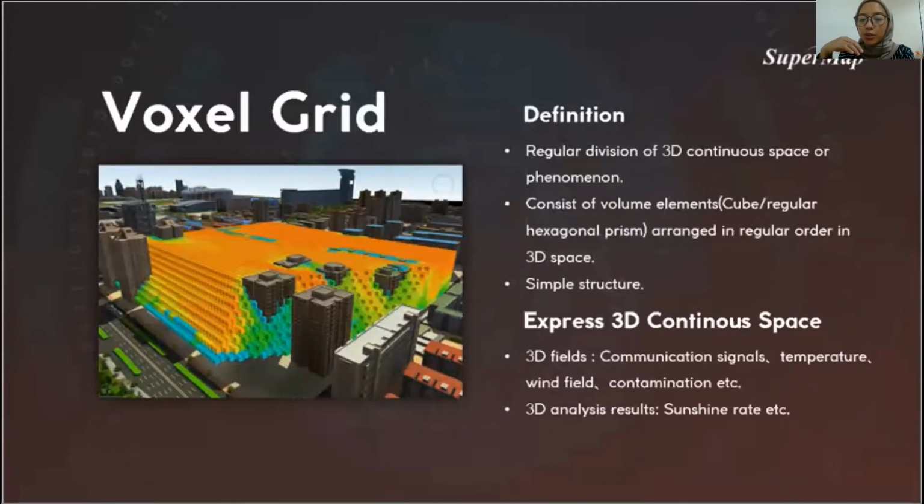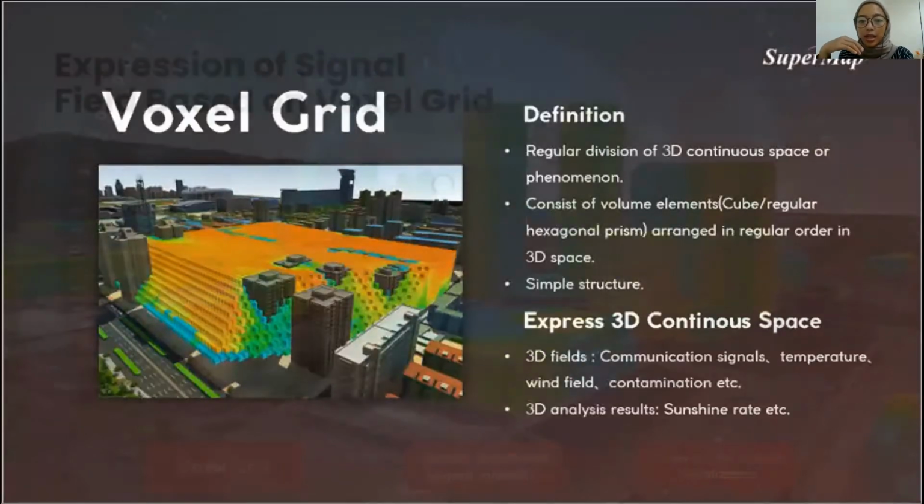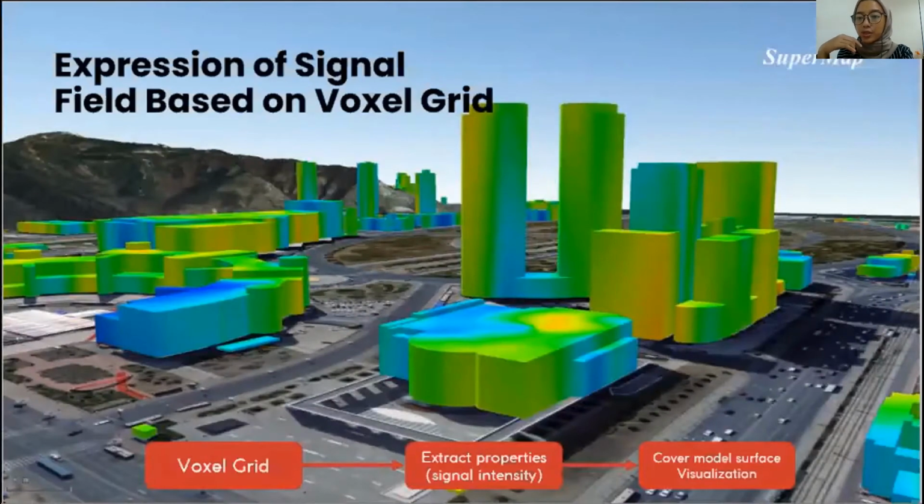And should you want to get to know the voxel grid result for specific objects such as this one, you can achieve this also in Supermap. So we have the voxel grid, and then we are going to extract the properties, which is the signal intensity, and cover them to the model surface visualization.